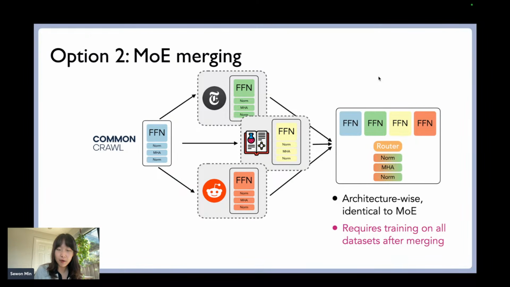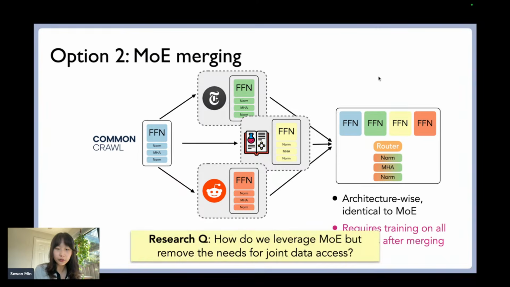all data sets. But as we discussed earlier, in our problem setup, the key restriction is that each data set should remain local. We can't really have a union of data sets and train a model jointly. So this method as it is cannot be directly applicable to our problem setup. So now the key question we want to ask is, we do want to leverage the mixture of experts architecture because it has this nice modular property, but can we remove the need for joint data access so that each data set can remain completely local?